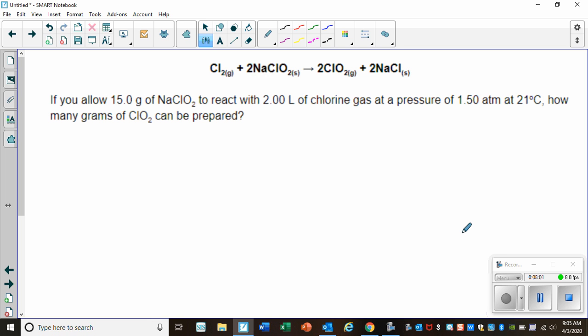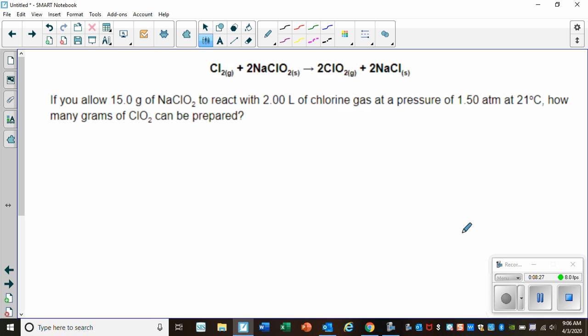And now, a little stoich problem as far as this case. So looking at this, we have 15 grams of sodium chlorate, or chlorite, sorry, and then 2 liters of chlorine gas at pressure 1.5 atmospheres, 21 degrees Celsius. How many grams of ClO2, the chlorine dioxide, can be produced?